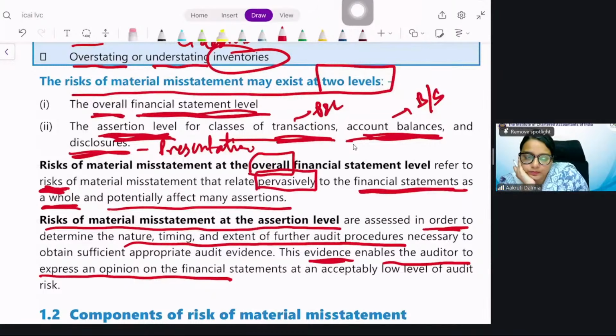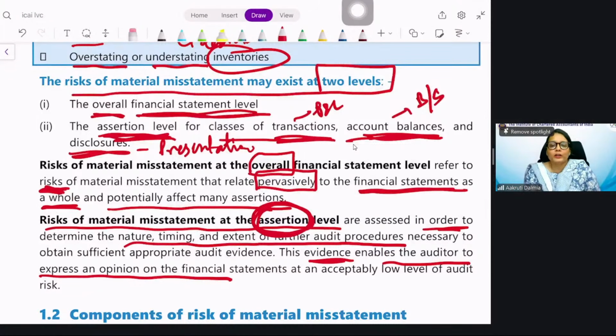No. But it is important for some places, right? It can still be material. So it may be important at what level? Assertion level. Is that clear now? Okay.